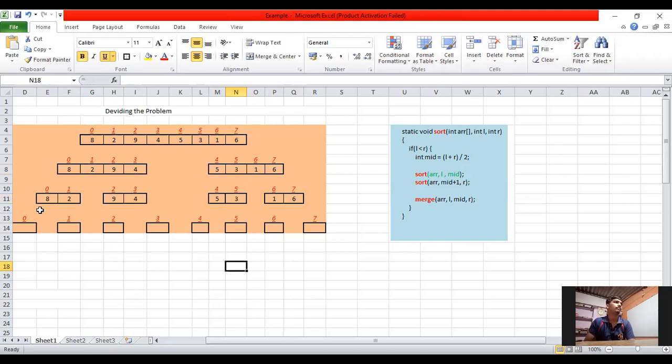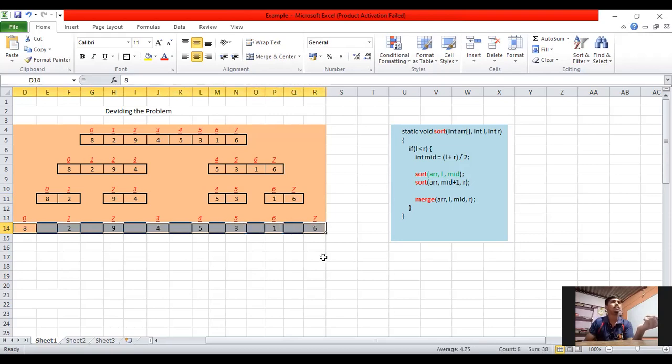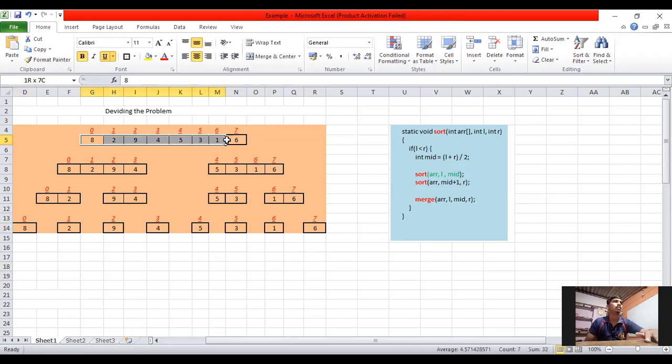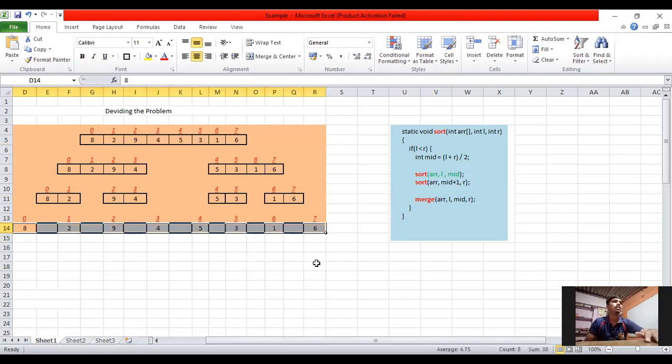Then again we divide this array, because at least two elements have to be present to be divided, and if only one element is present, then we do not divide. So here we get 8 and 2, 9 and 4, 5, 3, 1 and 6. Here we get single units. So this whole array is divided into single units.